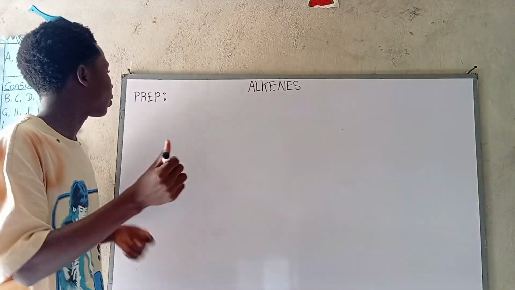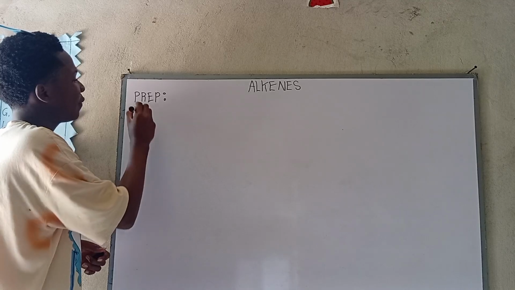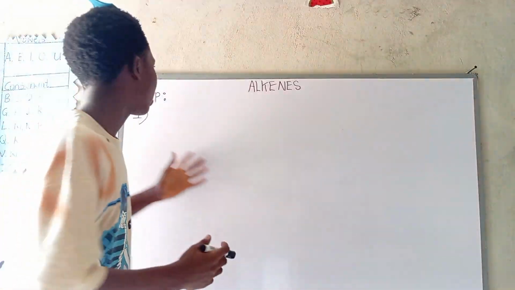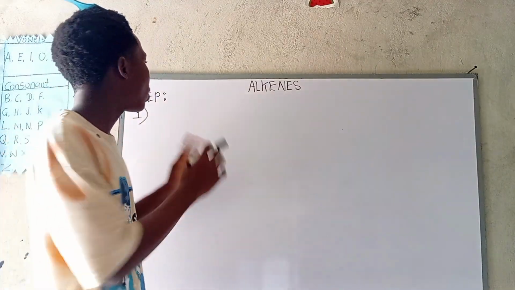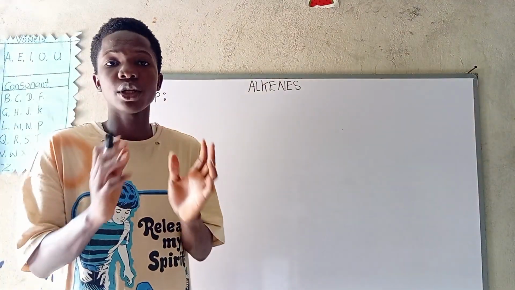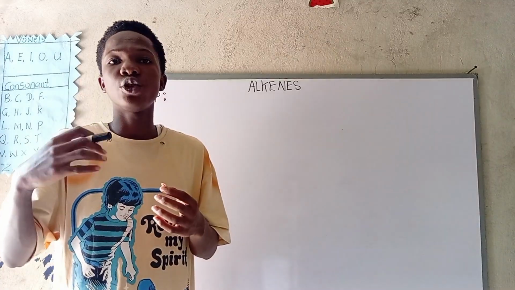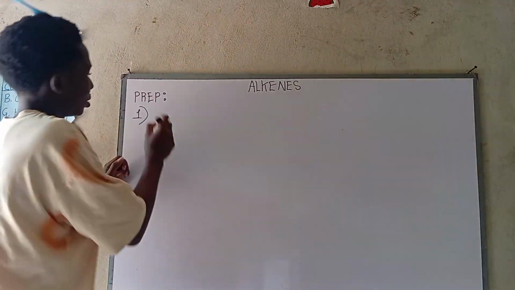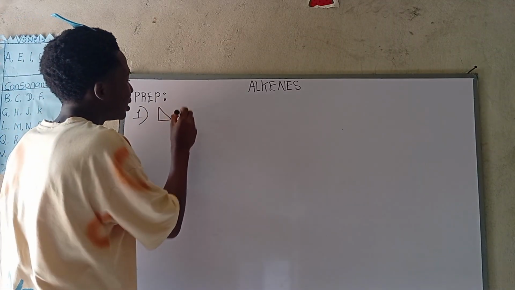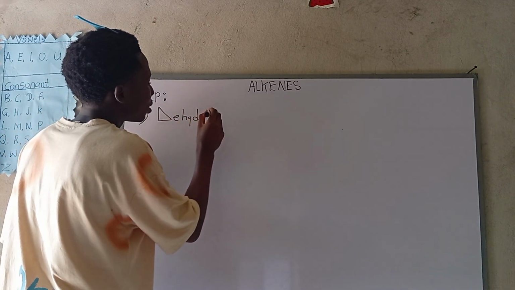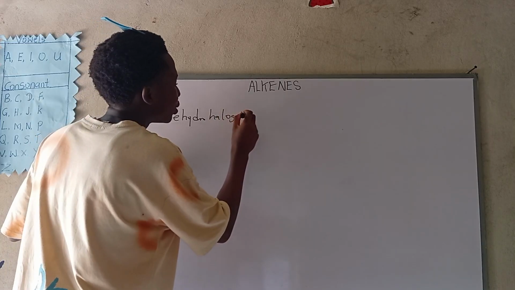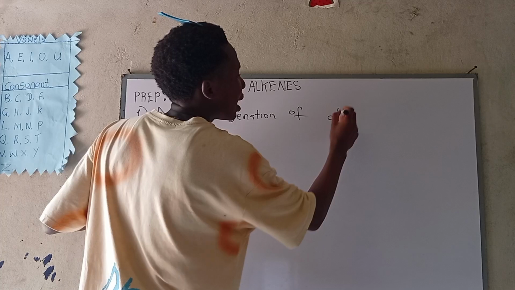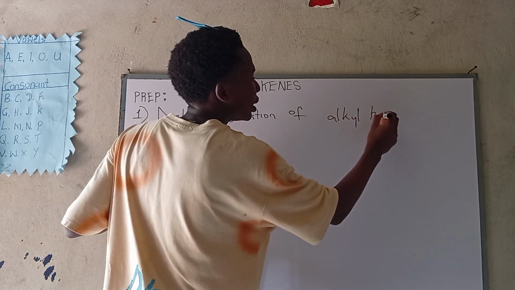Okay, so first of all, in the other video, I gave basic preparations. Now I'm going to give you a more advanced preparation. The first advanced preparation we're going to be looking into is the dehydrohalogenation of alkyl halides.